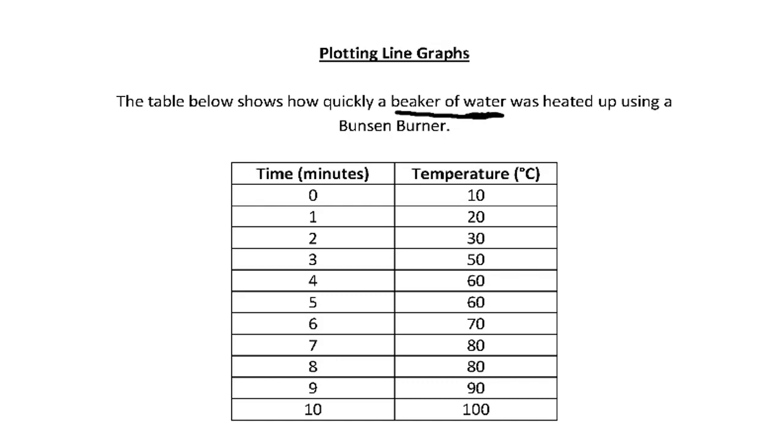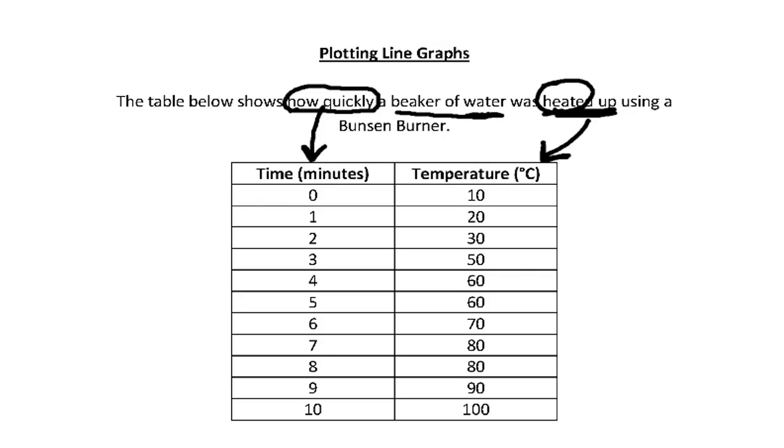So this whole thing reads, the table below shows how quickly a beaker of water was heated up using a Bunsen burner. So heated up, that's going to be this temperature column, obviously, because we're talking about heat. So that's going to be the temperature. And it also says the table below shows how quickly. So how quickly, that has to do with time, doesn't it? How quickly something happens. So that's going to be your time column.